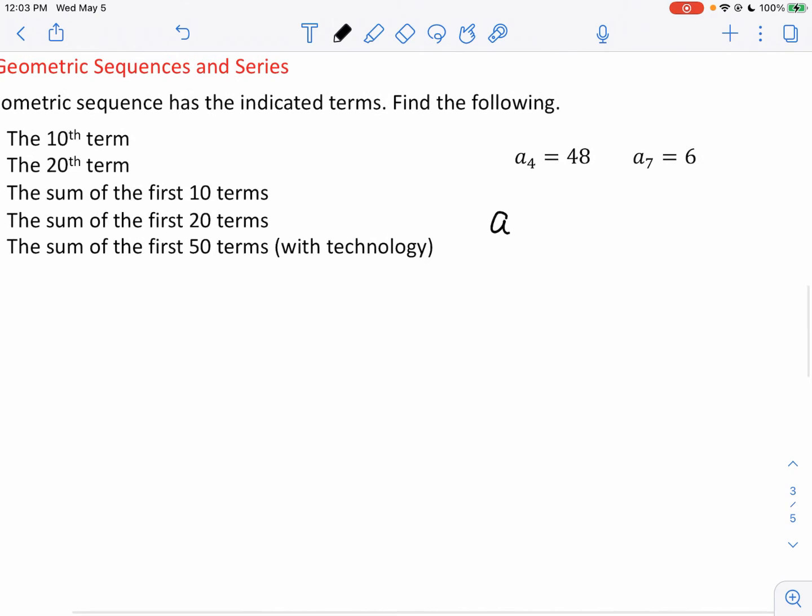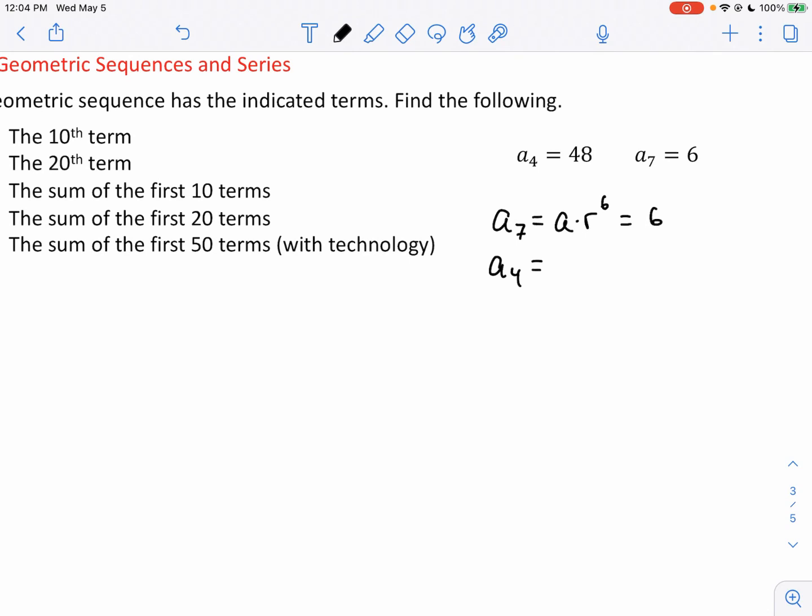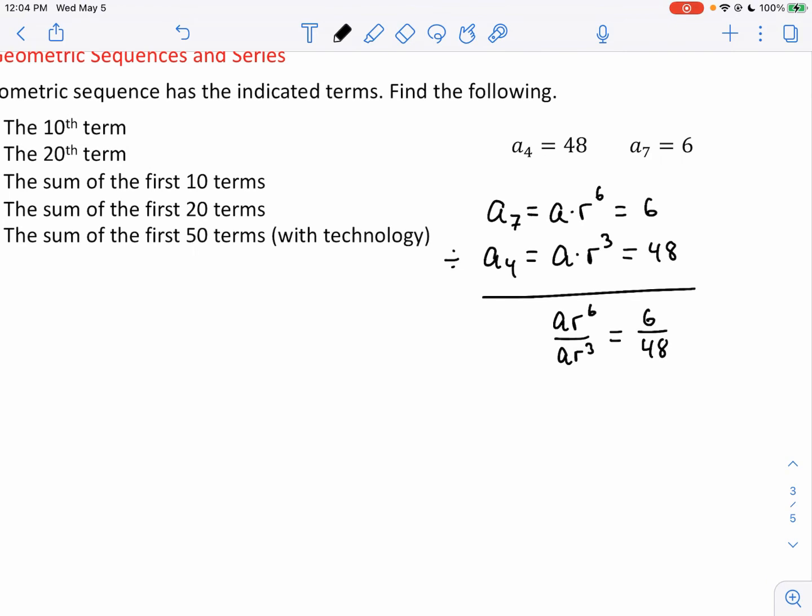So we know that a sub 7, according to the explicit general formula, should give me a times r to the 6th power, and we want that to be a 6. Whereas a sub 4 is going to be a times r to the 3rd power, and we want that to give me a 48. So I'm going to divide the two equations. And so we have ar to the 6th divided by ar cubed, and that should be equal to 6 divided by 48. The left side, the a's cancel.